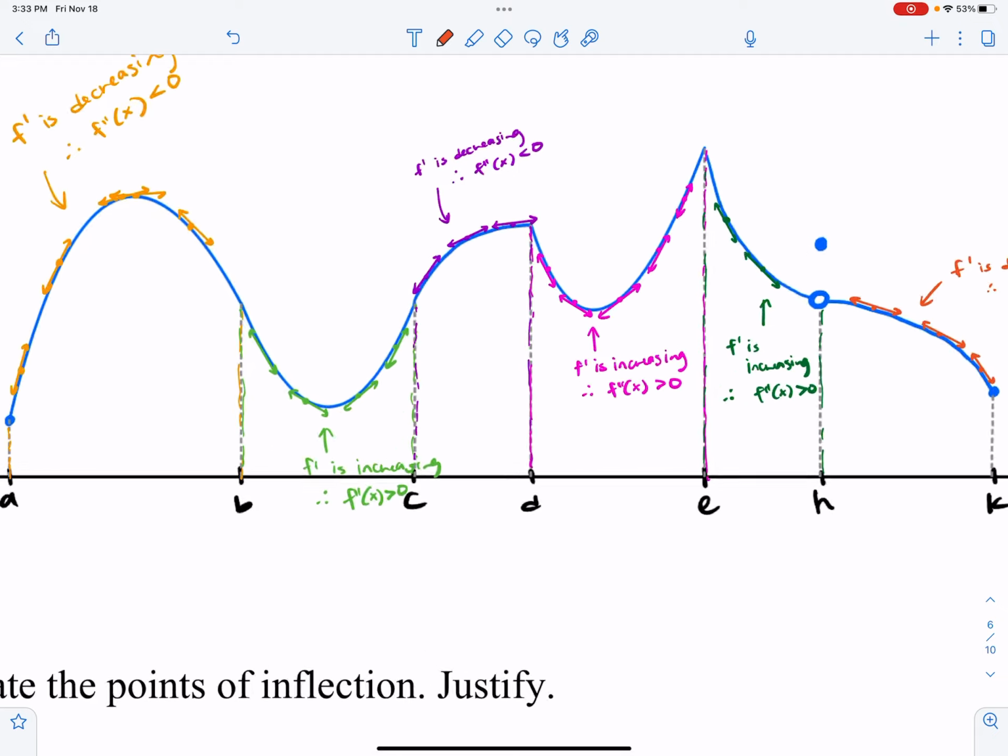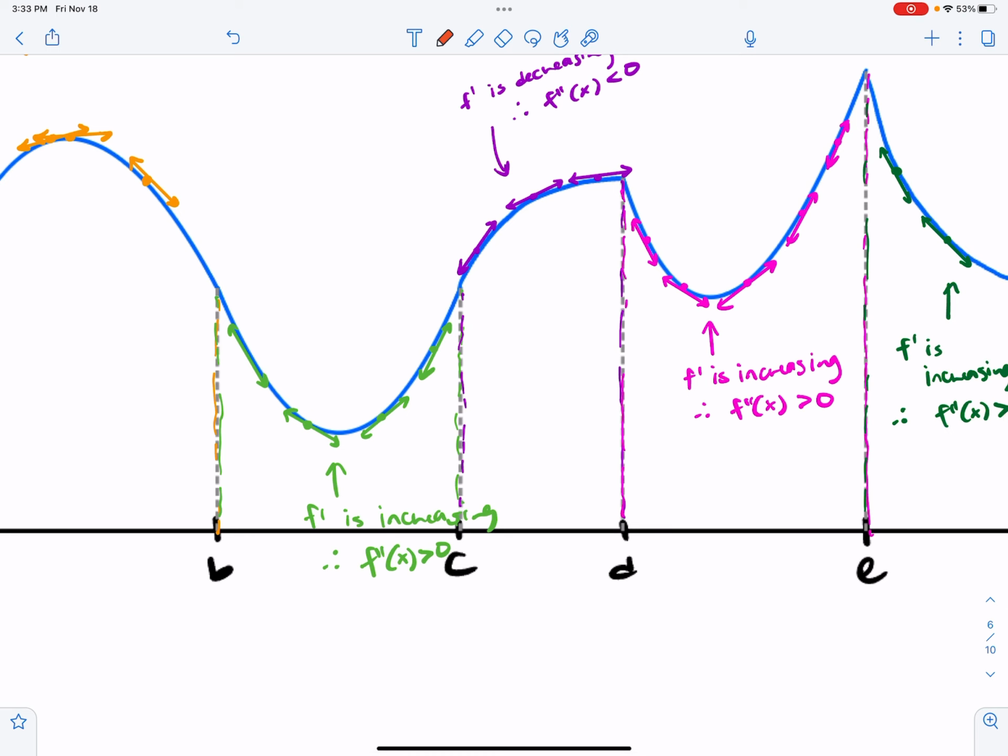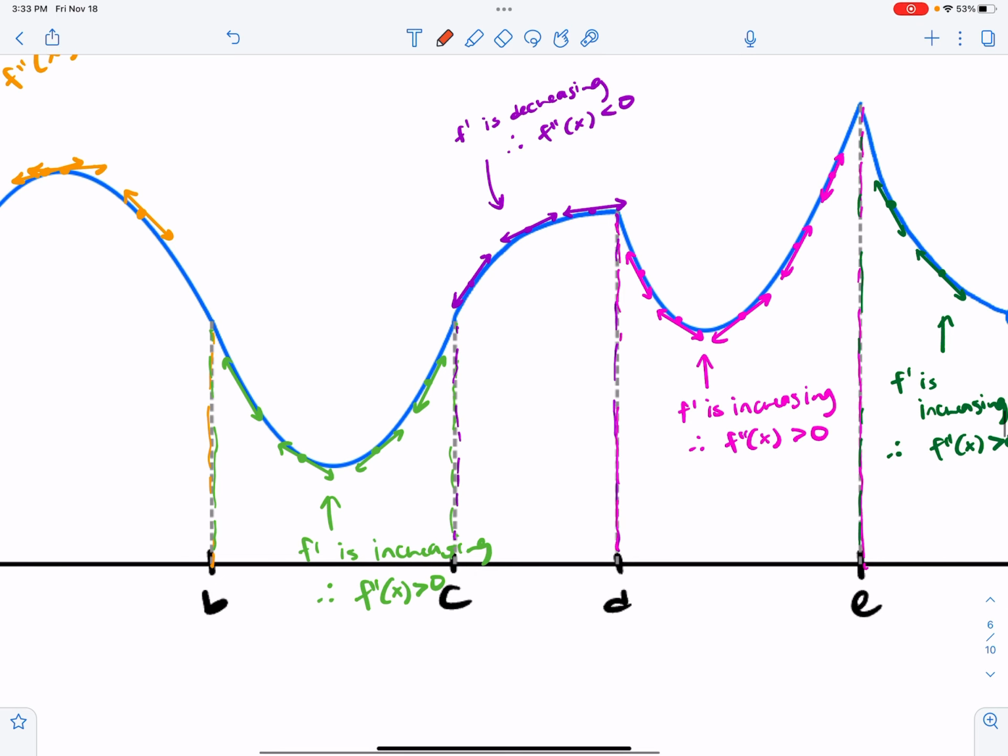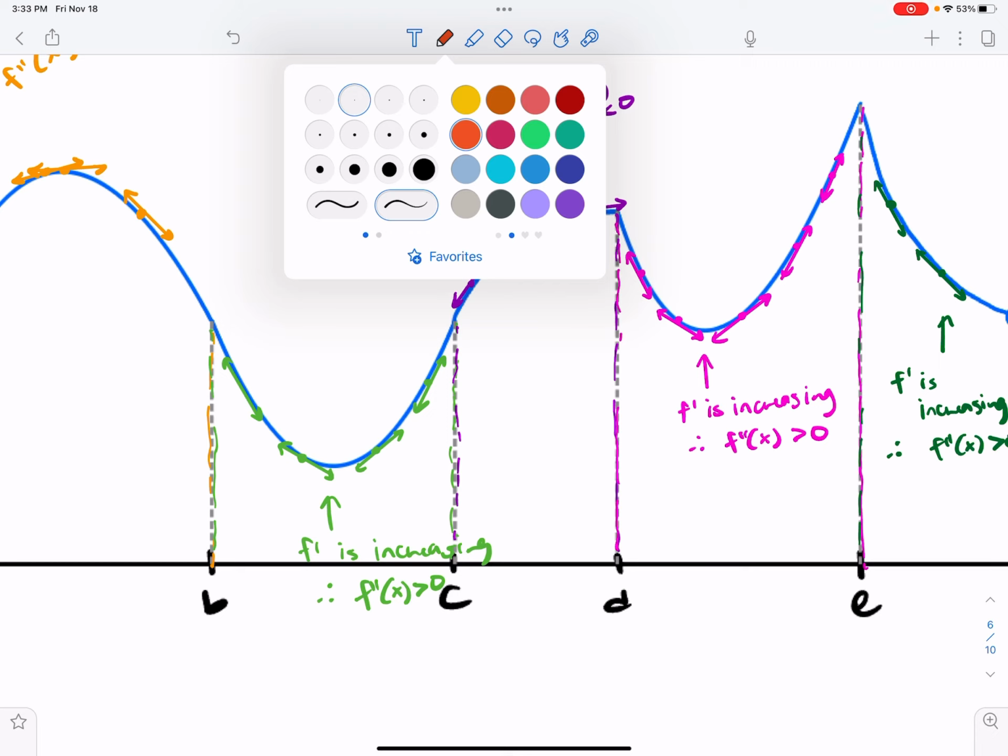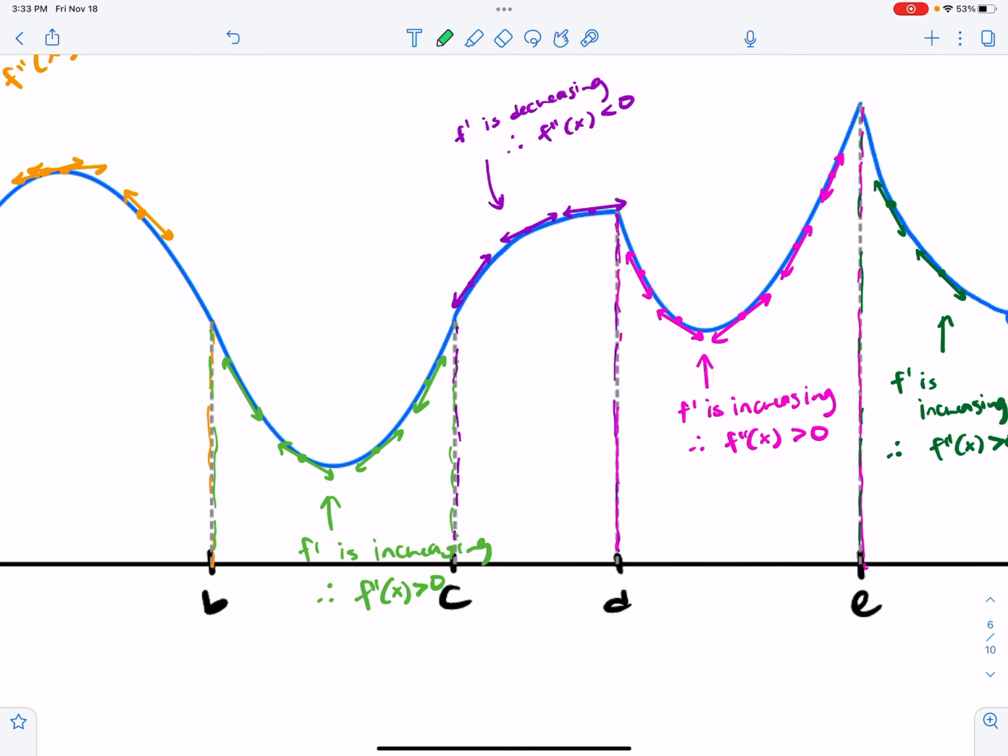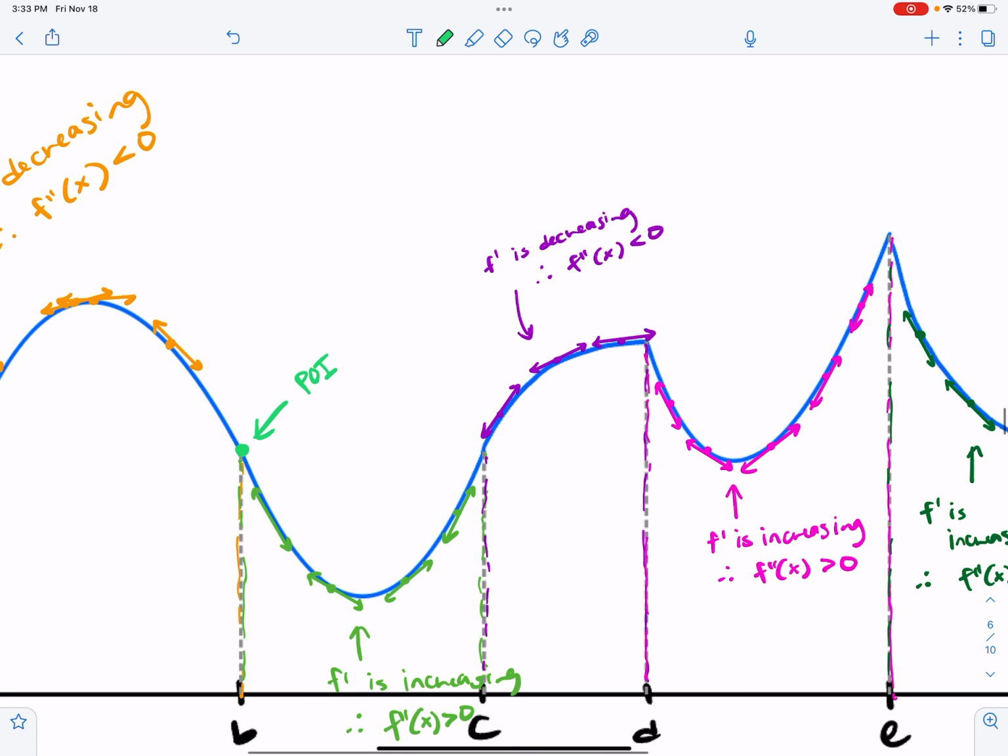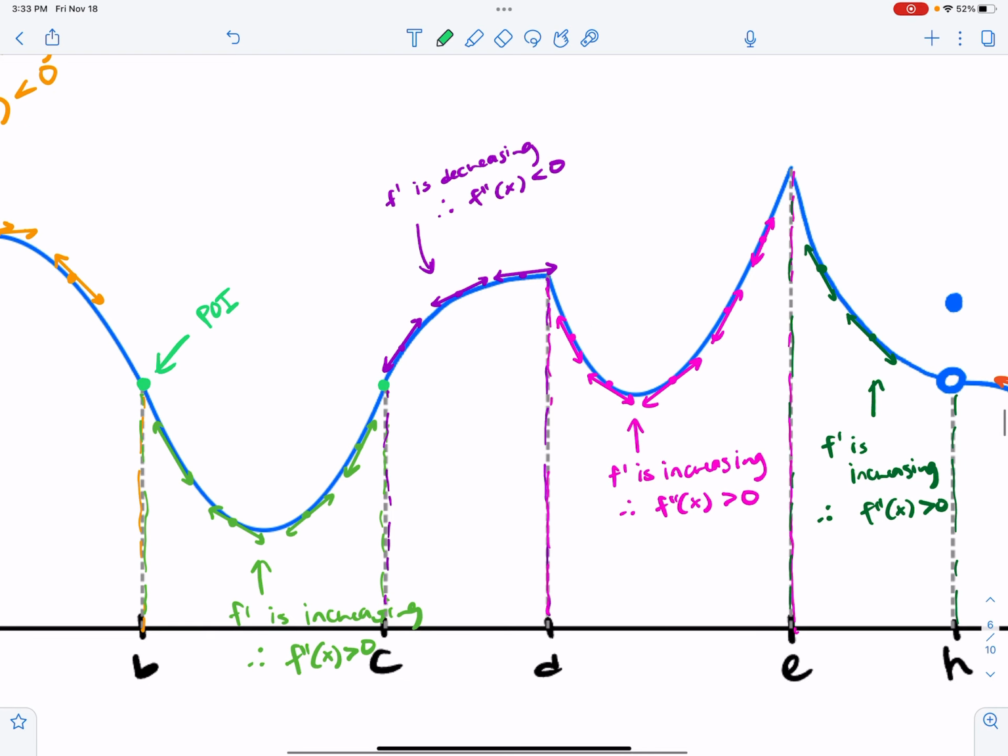Okay, and then just looking at this graph, we can see where f double prime changes sign, right? Where the graph changes from concave up to concave down, or concave down to concave up. So at B, it looks like there is a point of inflection. The graph changes from concave down to concave up, right? F double prime goes from negative to positive. At C, there is also a point of inflection.